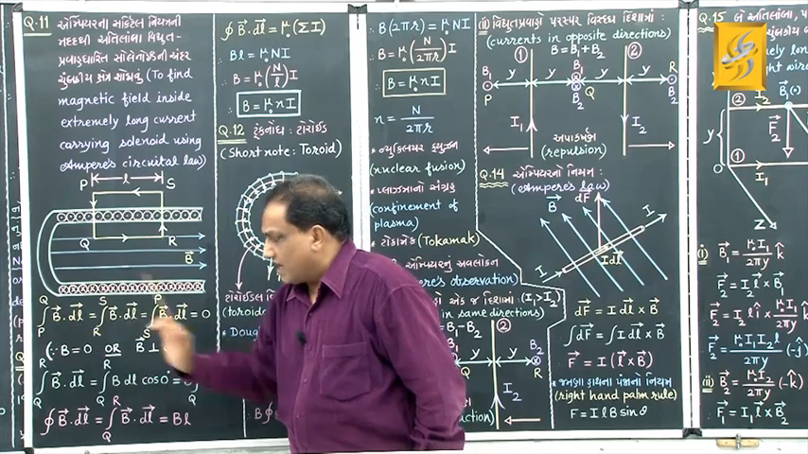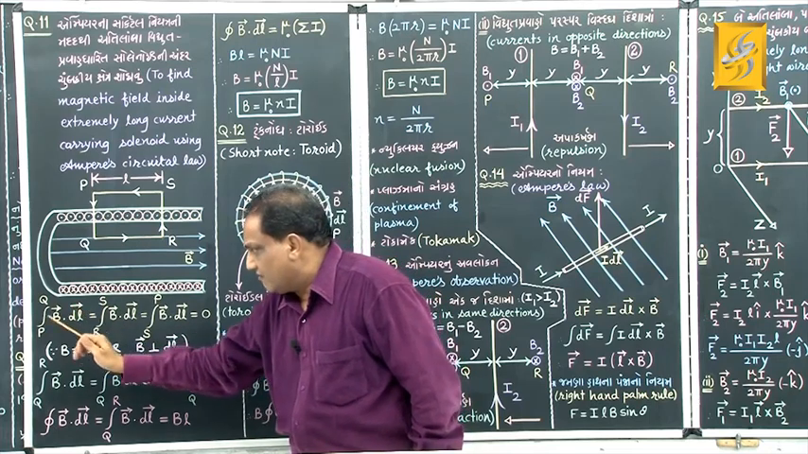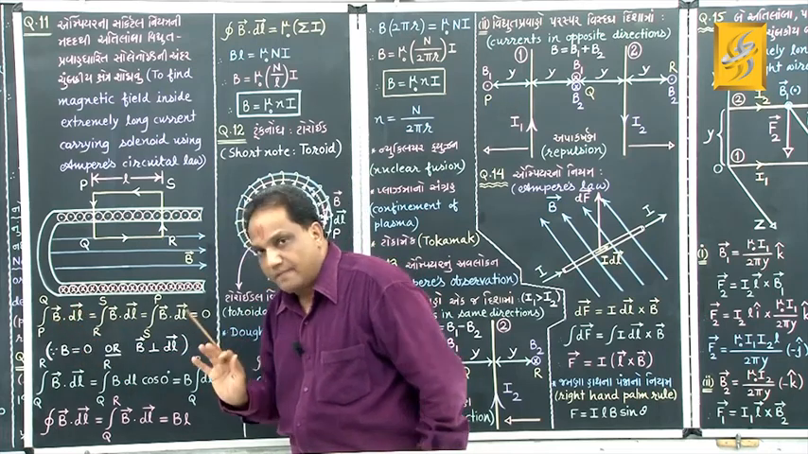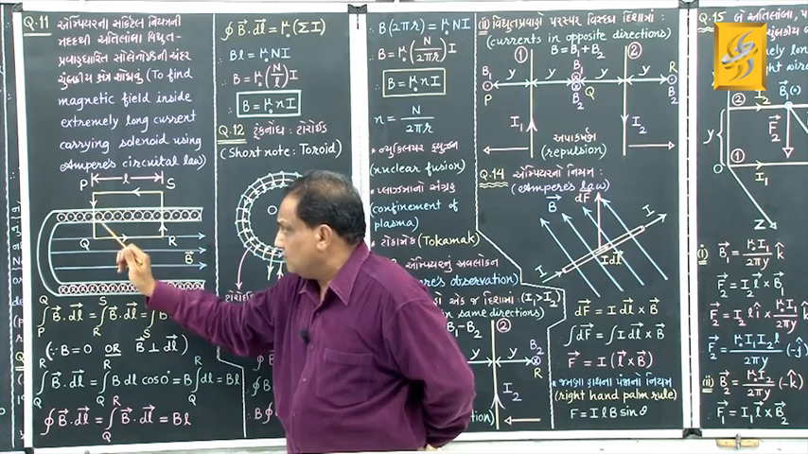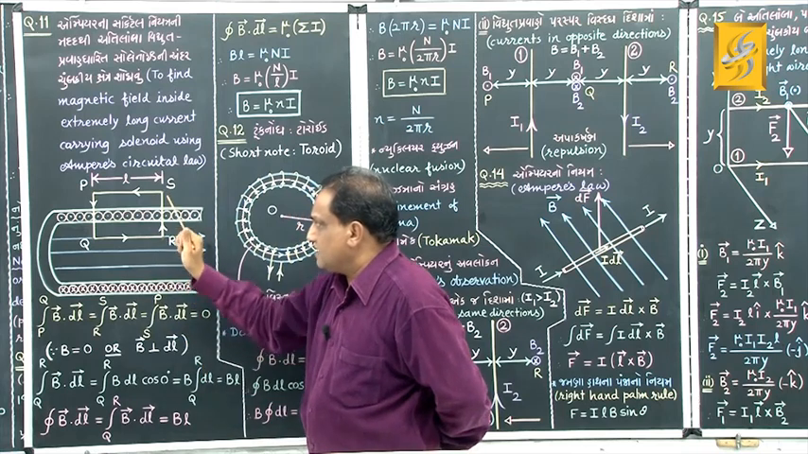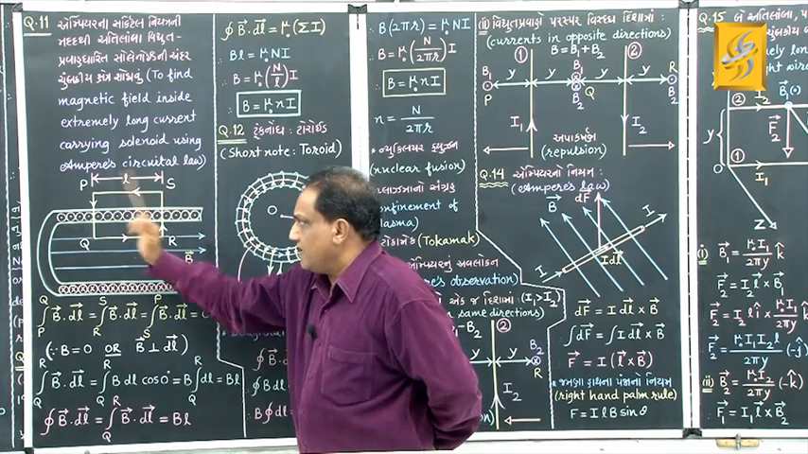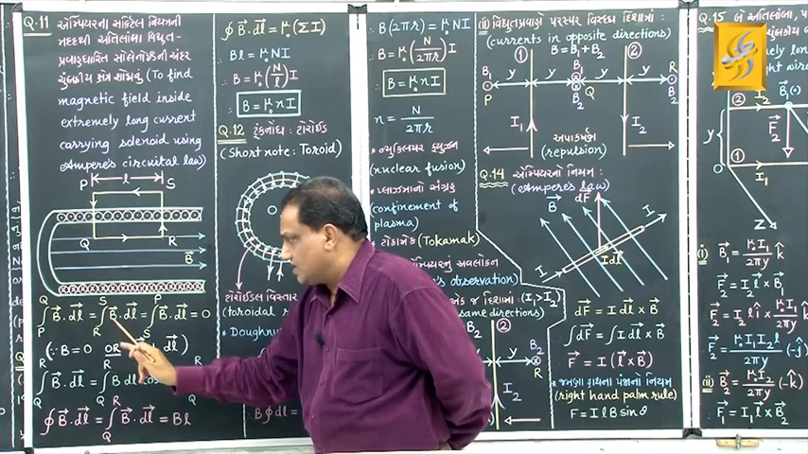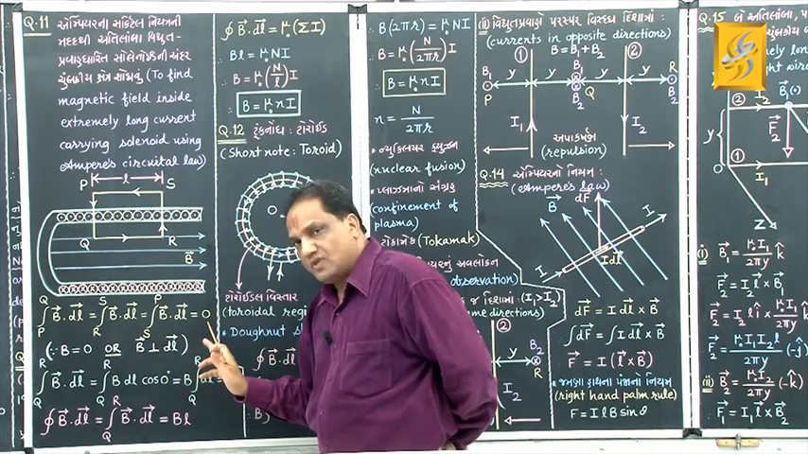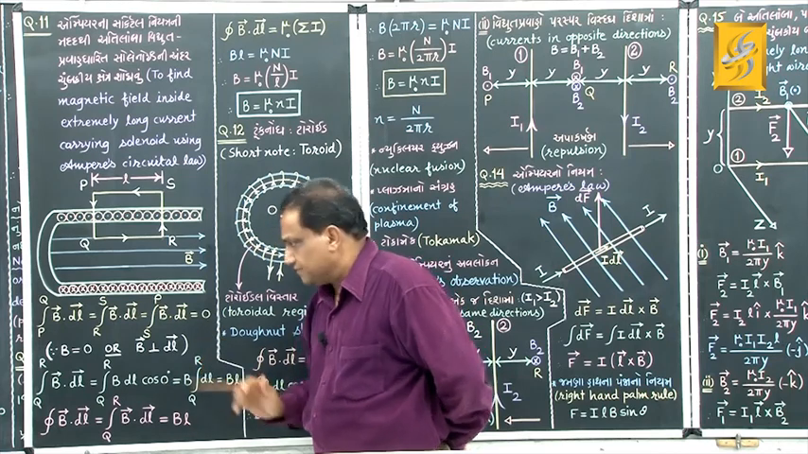Line integration of magnetic field, that is integration of vector B dot vector dl. Now when you find that line integration from P to Q, then from R to S, and then from S to P, we find it to be 0. Each of these three values is 0. Why is it 0? I am showing you.